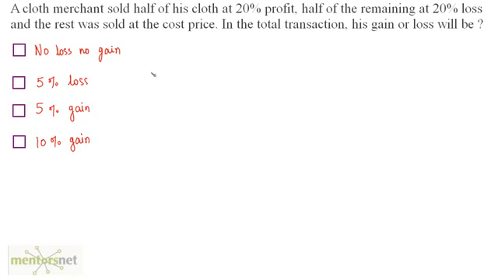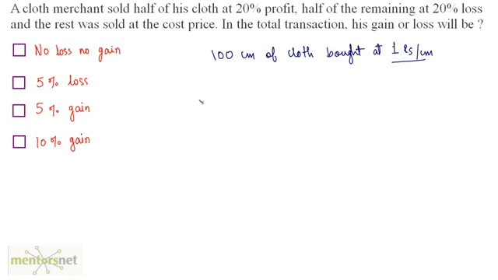A cloth merchant sold half of his cloth at 20% profit, half of the remaining at 20% loss, and the rest was sold at the cost price. In the total transaction, his gain or loss will be. So first of all, let us assume that there is 100 centimeter of cloth and which is bought at 1 rupee per centimeter. Okay, the cost price per centimeter is 1 rupee.